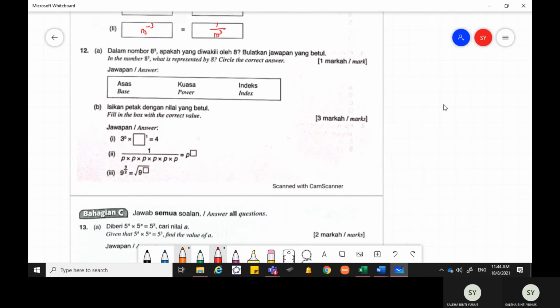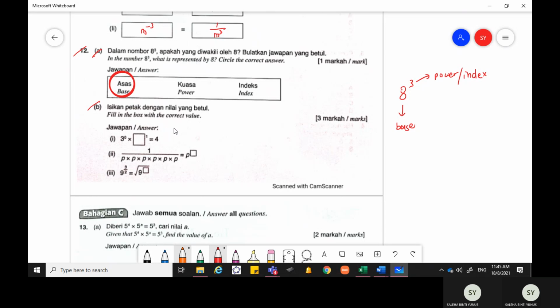Okay, question number 12. Okay, 12A. In the number 8 cube, what is represented by 8? Circle the correct answer. Okay, so kita ada 8 to the power of 3. So ini namanya adalah base. This one adalah power ataupun index. Power ataupun index adalah perkara yang sama. Okay, so 8 adalah base.